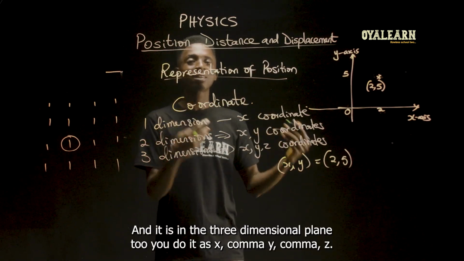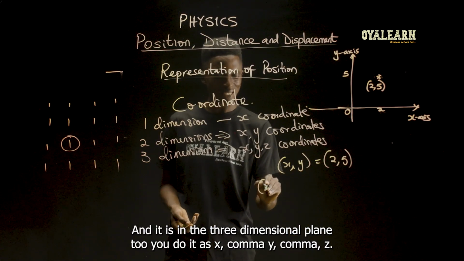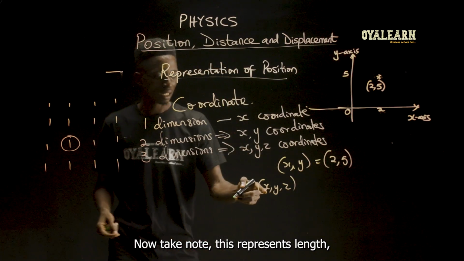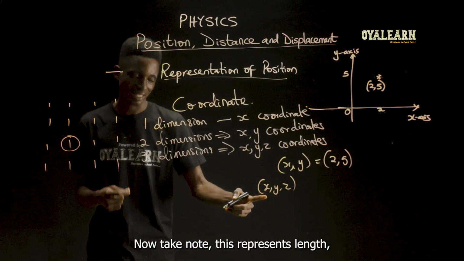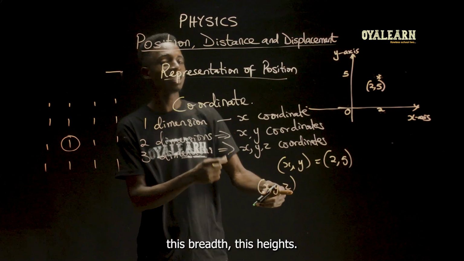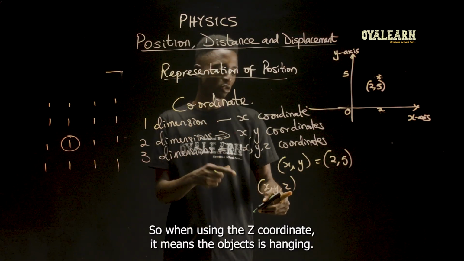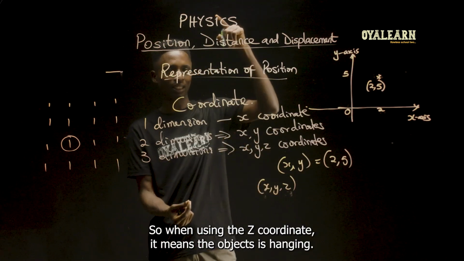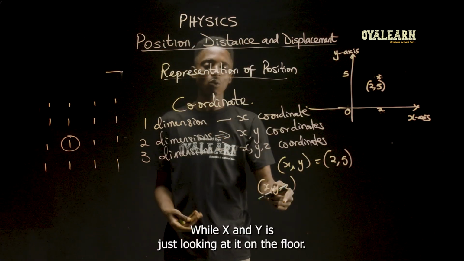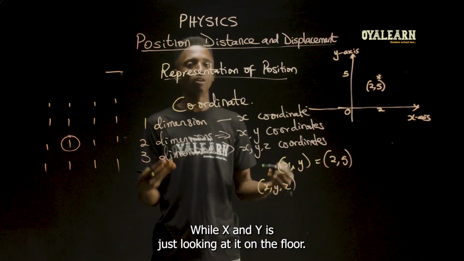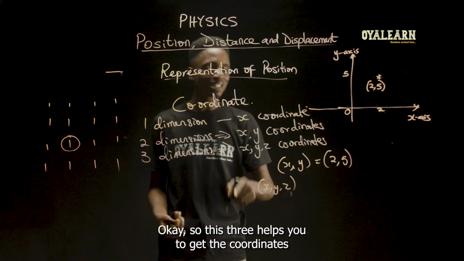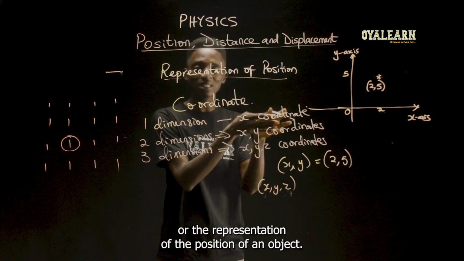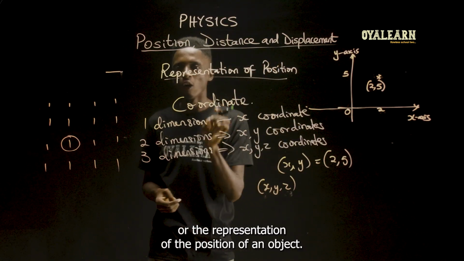Okay, and if it's in the 3-dimensional plane too, you do it as x comma y comma z. Now take note, this represents length, this breadth, this height. So when we're using the z coordinate, it means the object is hanging, while x and y is just looking at it on the floor. So these 3 help you to get the coordinates or the representation of the position of an object.